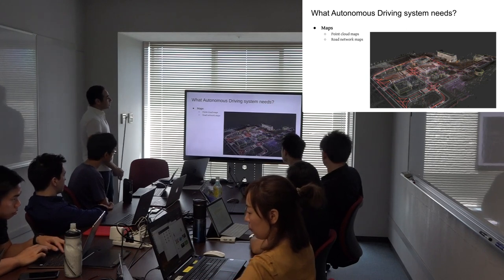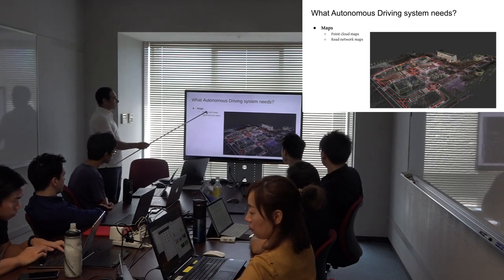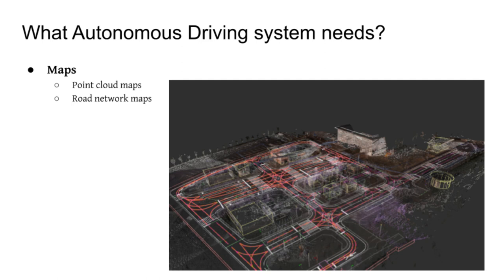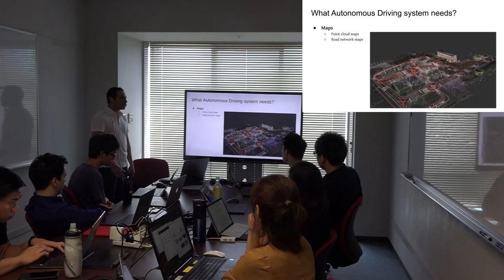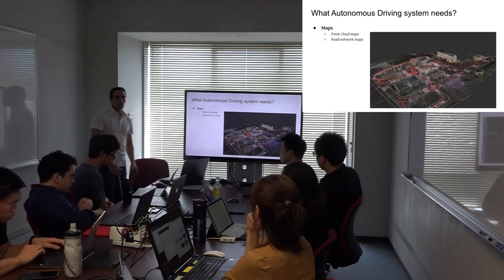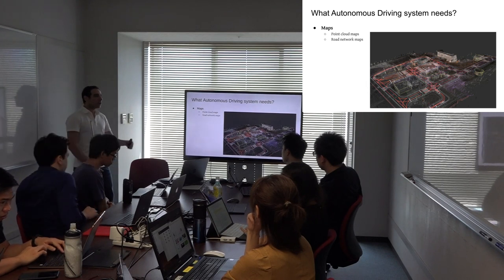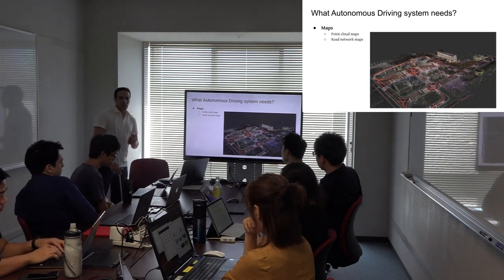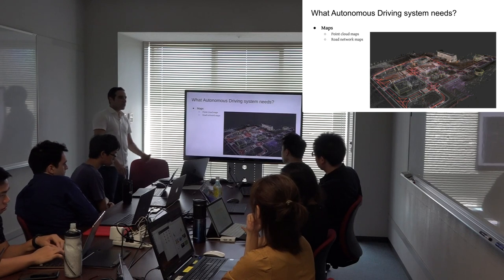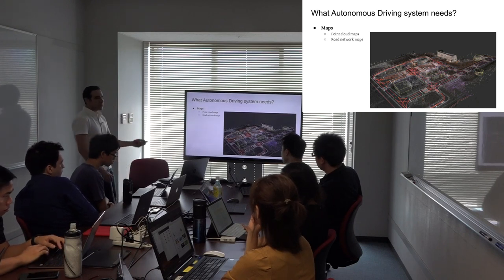Second, we need maps: point cloud maps and road network maps. Point cloud maps are maps created from LiDAR sensors. Road network maps are a high-level semantic of lanes and driving information that control the driving rules. We can say, like, where the car should drive, a stop line where the car should stop, traffic lights, branching, intersections, all this kind of information that governs the traffic.